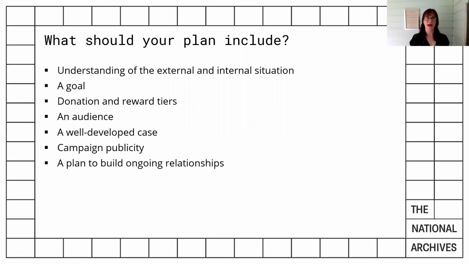So if we're thinking about the plan, we need to understand the external and internal situation. As we said, last week was really about understanding the external world. We'll do some work this week on that internal piece. But then it's really important to have in place a goal, so you know exactly how much you need to raise. You want to have in place donation and reward tiers. So like Pulitzer, $1 buys you a 6-inch statue, $5 buys you a 12-inch statue. You want to have those worked out in advance for your campaign.